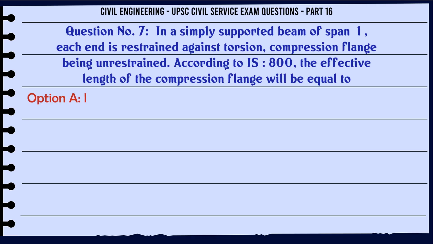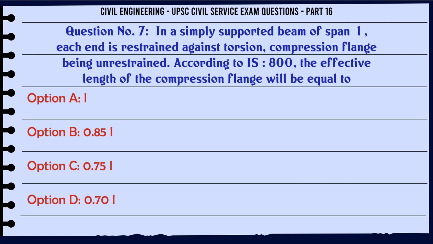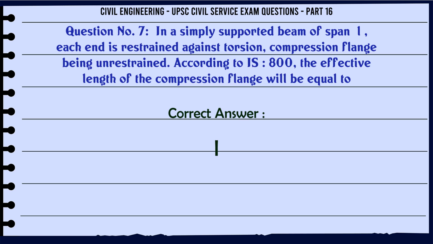In a simply supported beam of span L, each end is restrained against torsion, compression flange being unrestrained. According to IS 800, the effective length of the compression flange will be equal to A. L, B. 0.85 L, C. 0.75 L, D. 0.70 L. The correct answer is L.